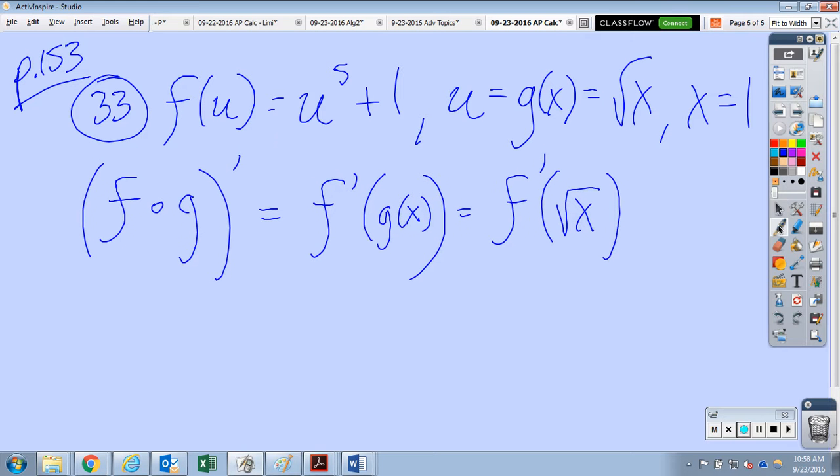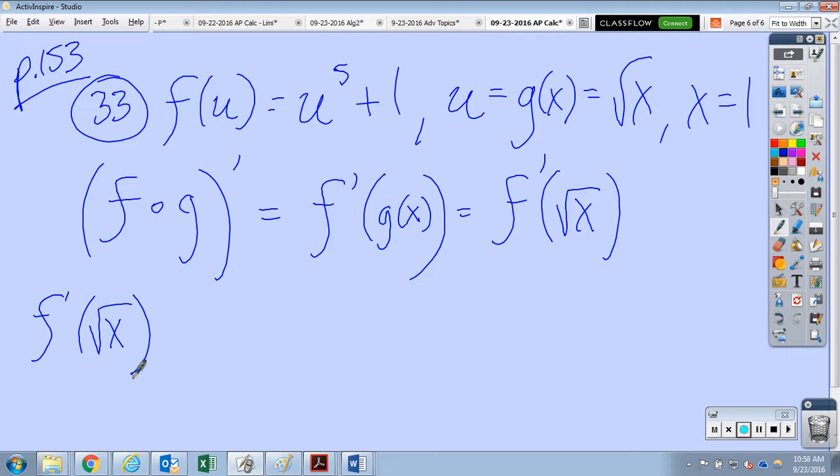Let's see if we can get some more stuff on here. So, we're going to find f prime of the square root of x. Take the first derivative of f and then plug in the square root of x. I'm going to explain this, if it's confusing. You have to take f prime first and then plug it in.